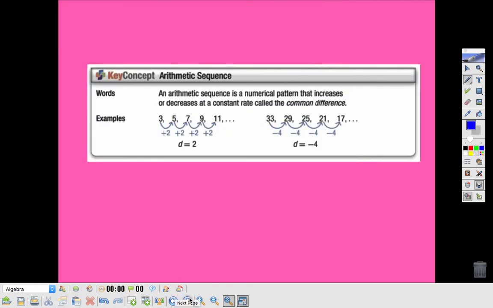Okay, good. All right, so moving on to the lesson, an arithmetic sequence. Okay, arithmetic sequence. What does arithmetic mean? That's where we'll start. What do you think, Colin? Arithmetic sequence is a numerical pattern that increases or decreases at a constant rate called common rate. Arithmetic. What's arithmetic? Math. Adding, subtracting, stuff like that. Okay, it's math. So what we're doing with arithmetic sequences is we're finding the constant rate.